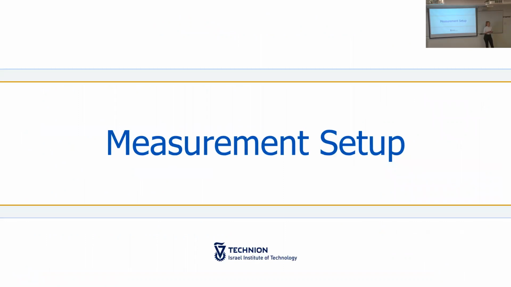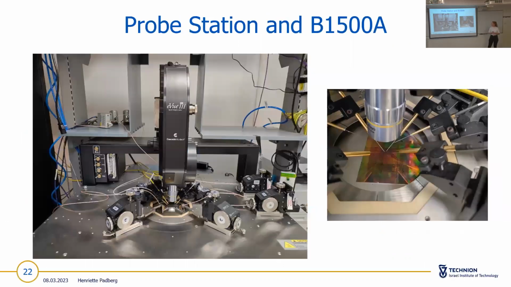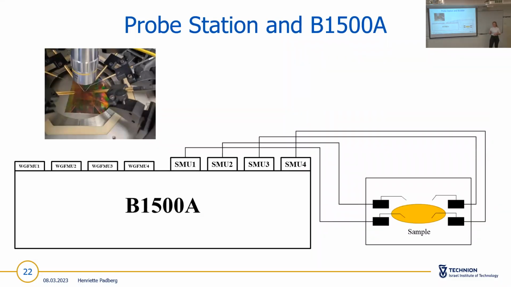Now I go over to the measurement setup. This shows the probe station that was used for all the measurements, and here's the sample that's placed inside of it. It was measured with a measurement device called B1500A. And the connections on the sample work like this.